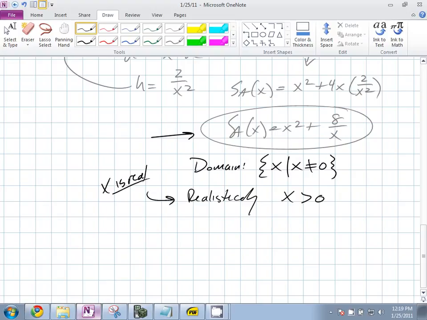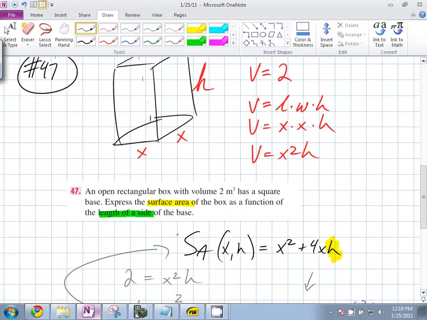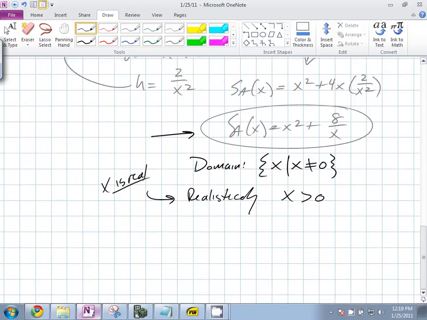Okay, so the volume stays the same, but the dimension changed. So overall, we wrote 2 equations. We wrote an equation for volume and an equation for surface area. So the volume stays the same, but what happens to the surface area?